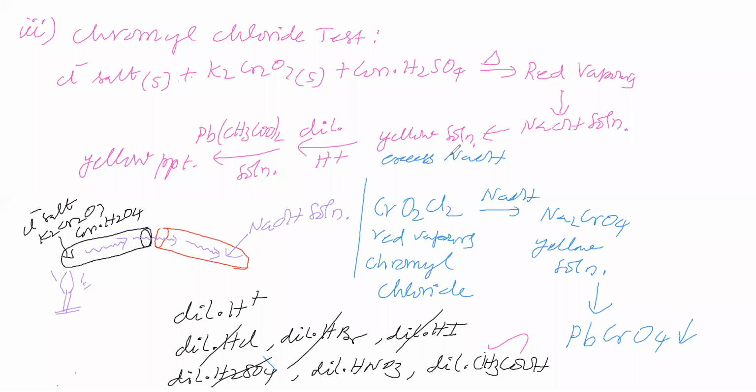Then the excess sodium hydroxide is neutralized by adding dilute acetic acid. Then lead acetate is added. Lead acetate with this yellow colored solution gives a yellow precipitate, which is lead chromate, PbCrO4. This test is called the chromyl chloride test, a confirmatory test for Cl minus.